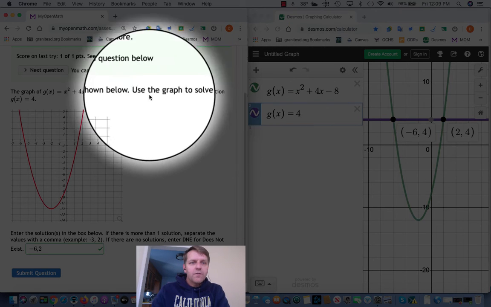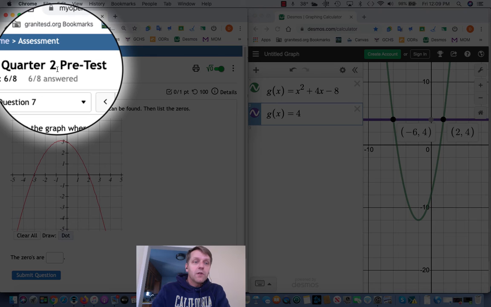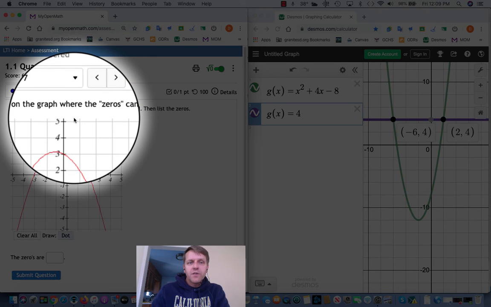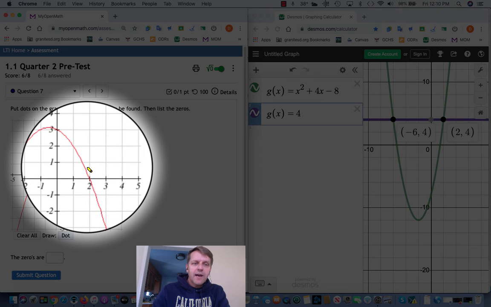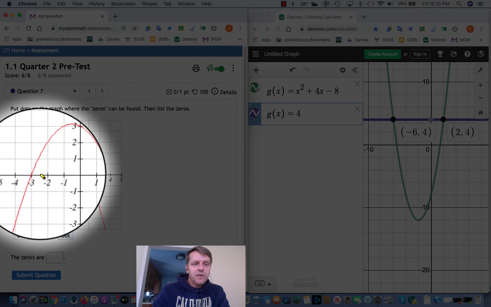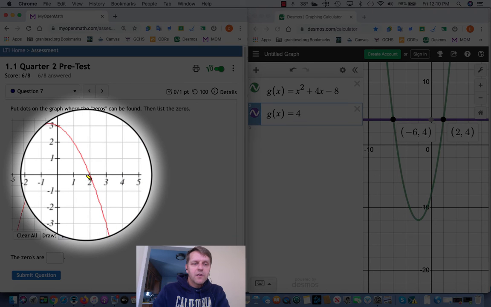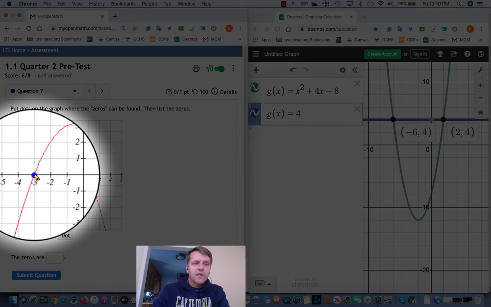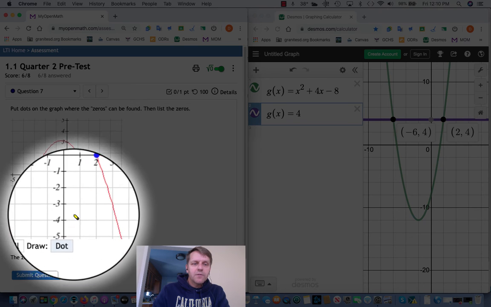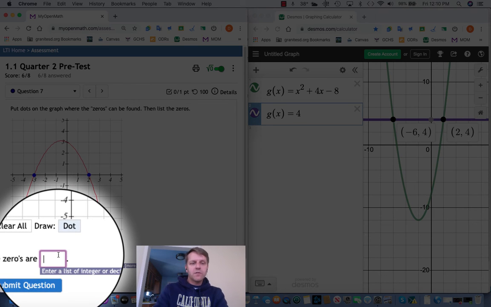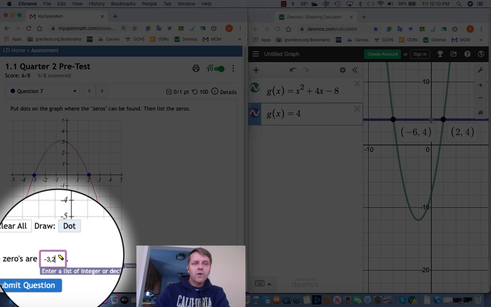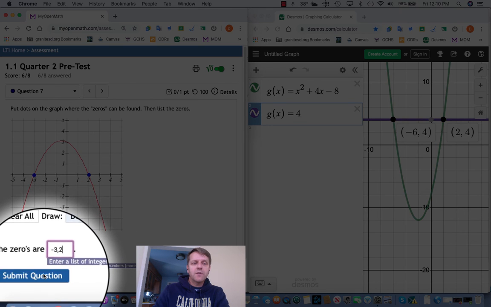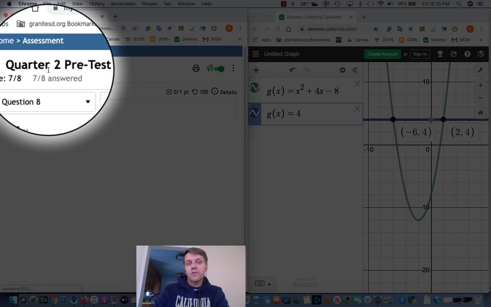Let's just take a look at a few more questions just to see how they are. Oh, so this one says put dots on the graph where the zeros can be found. Then list the zeros. Well, the zeros are when does this curve fall to the height of 0. So it's at 0 here, and it's at 0 here. So let's put dots there. So I'm going to put a dot here at negative 3 and put a dot here at 2. So let's list those zeros. The zeros are negative 3 and 2, because those are the two places where the curve is at the height of 0. Those are called the zeros, or the solutions.